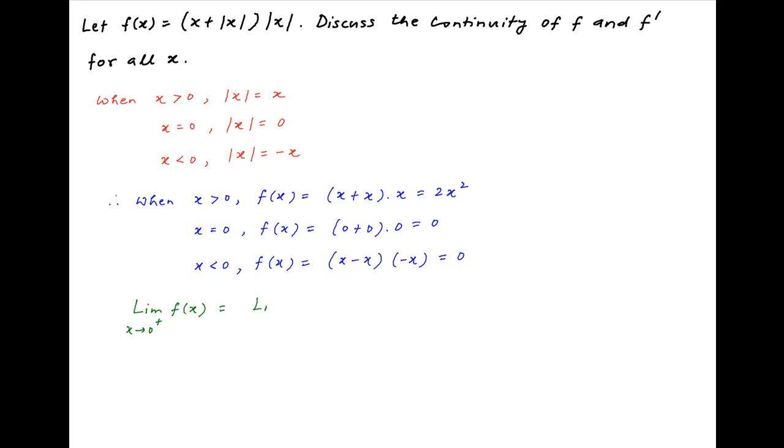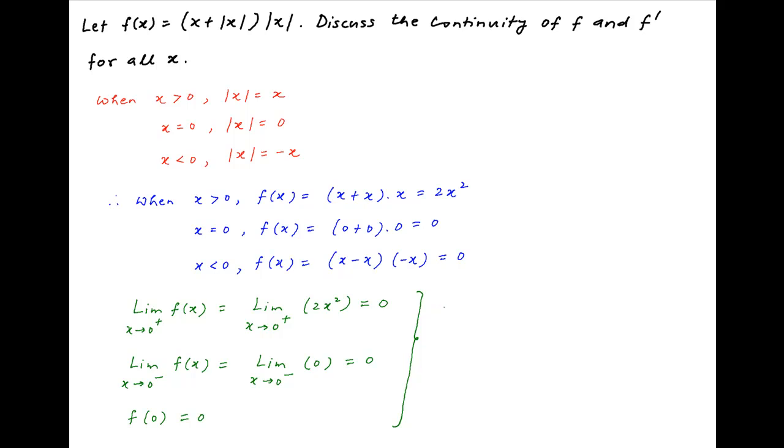To establish continuity of f(x) at x equal to 0, we look at the limit of f(x) as x tends to 0 from the positive side, which is equal to the limit of 2x squared as x tends to 0 from the positive side, which is equal to 0. Similarly, the limit of f(x) when x tends to 0 from the negative side is 0 because the value of f(x) when x is negative is equal to 0. And finally, f(0) is equal to 0 as determined above.